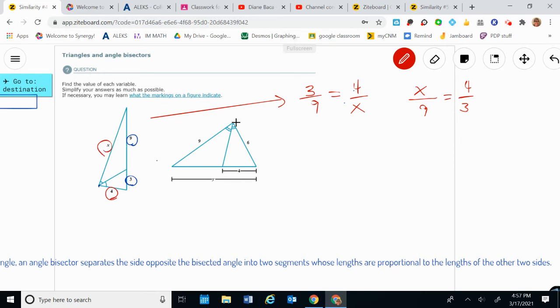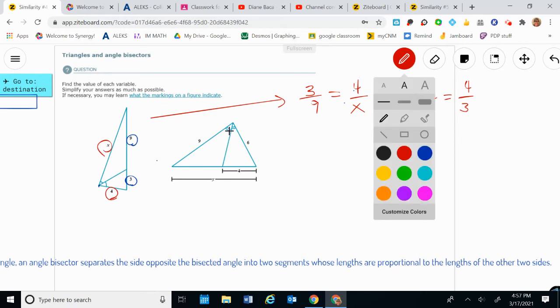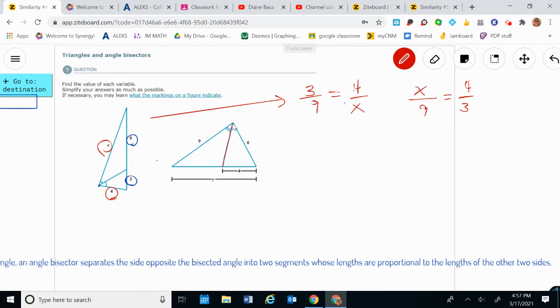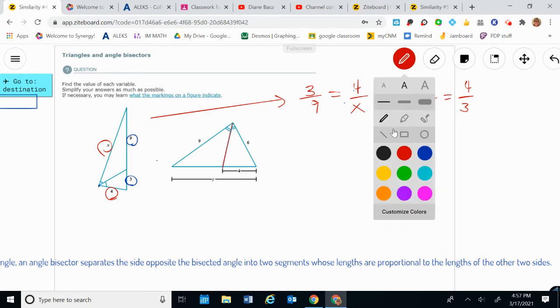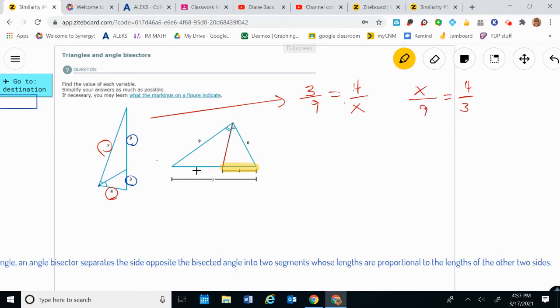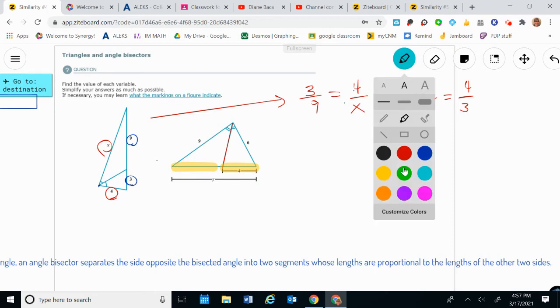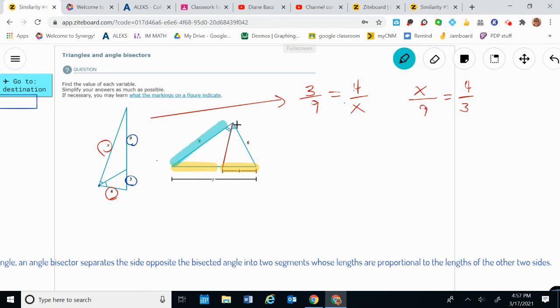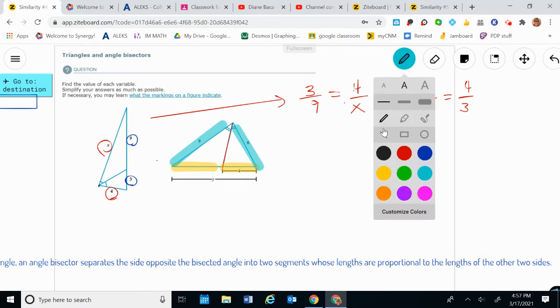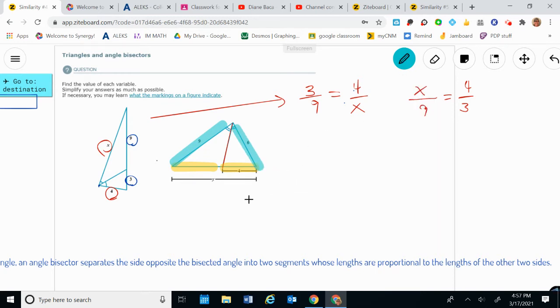So let's take a look at this one. So here's my angle bisector right here, okay? That's going to divide these two pieces that are proportional, okay? And these two pieces that are proportional, all right? So if you have available to you some kind of colors, that kind of helps sometimes.